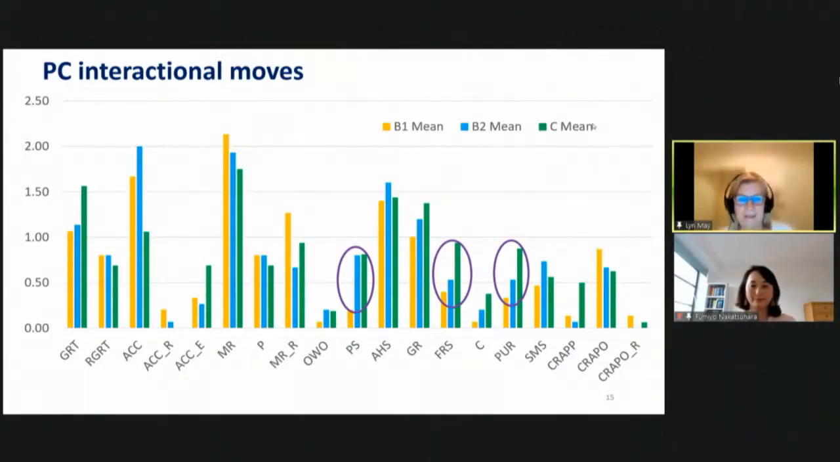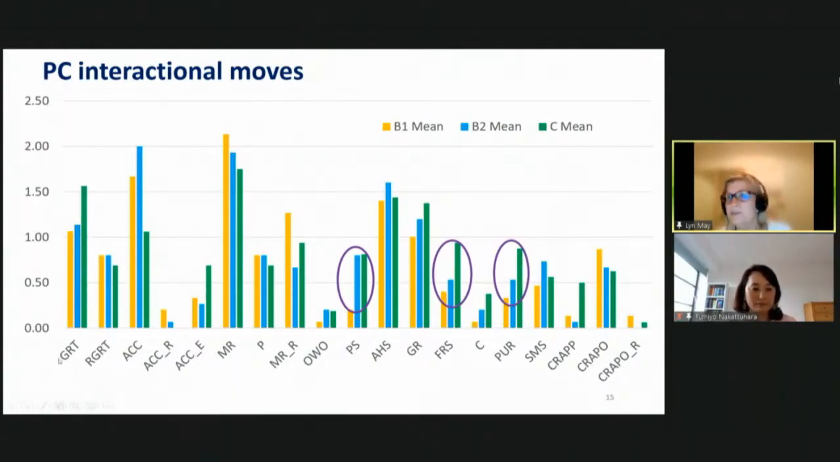Okay, and as we can see here, you see that B1 is here in yellow, the B2 mean is in blue, and the C mean is in green. So what we can see here is that the test takers at B1 level were far less likely to be able to produce this problem statement, whereas test takers at the B2 and C level did this much more frequently.